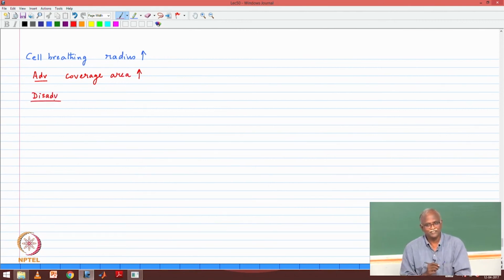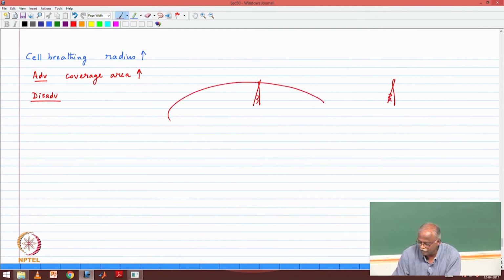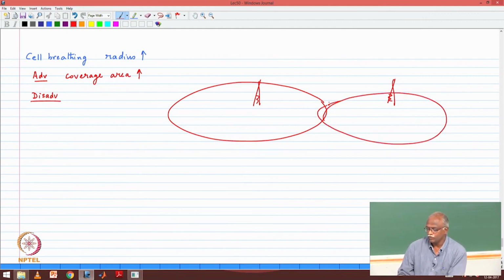Any disadvantage? So why is there any disadvantage? There is. So what happens? Let me draw slightly differently. So I have a base station. Let me say that I am considering only 2 base stations. Now I have designed nominally for this cell to be covered by this base station and maybe a little bit of overlap for the other base station. So, the overlap interference region.